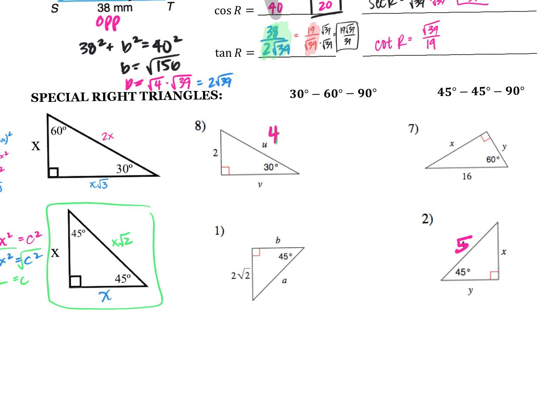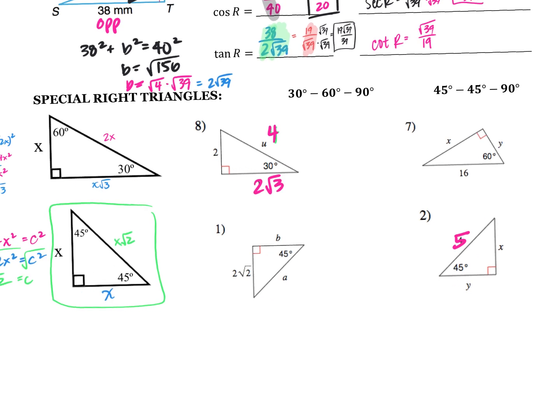What do I do to get my 60-degree side? You take that x value and you just multiply it by root 3. So in this case, we would have 2 root 3, because my x was a 2 there. You okay with that? Okay.